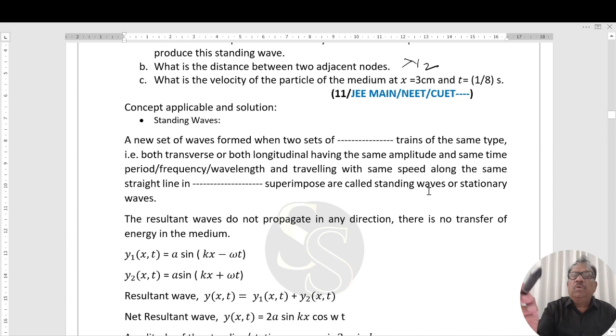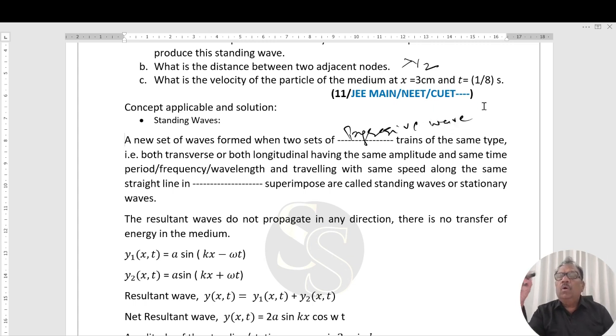What is a standing wave? It is a new set of waves formed when two sets of progressive wave trains of the same type, that is, both transverse or both longitudinal, having the same amplitude, same time period, frequency and wavelength, which are the essential conditions, travelling with the same speed along the same straight line in opposite directions, are superposed. These are called standing waves.